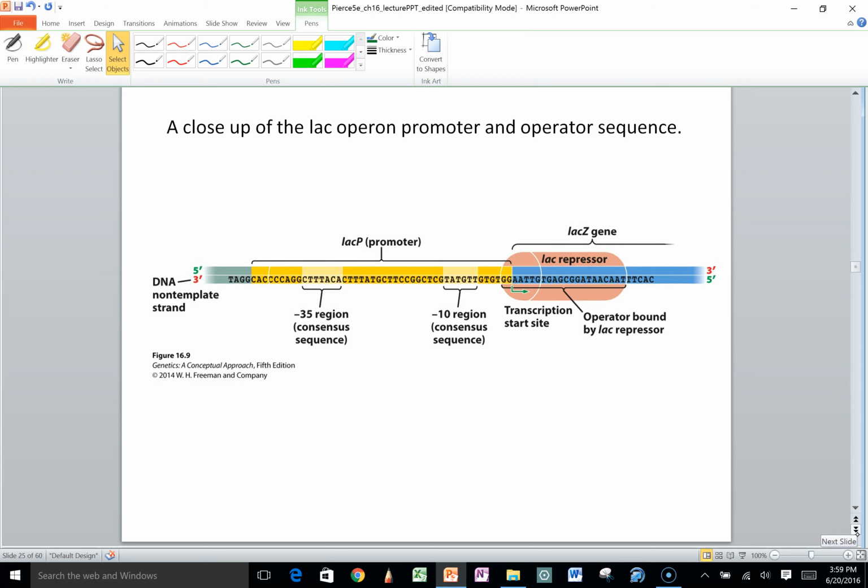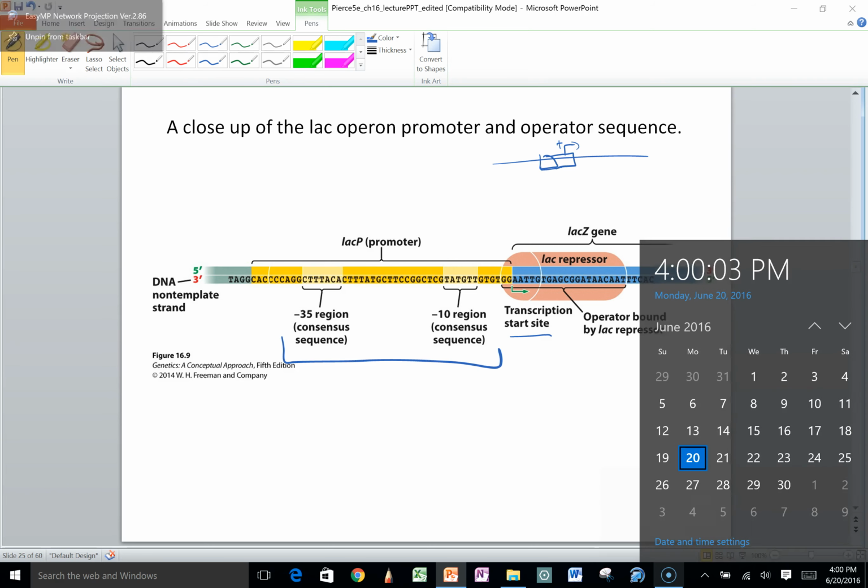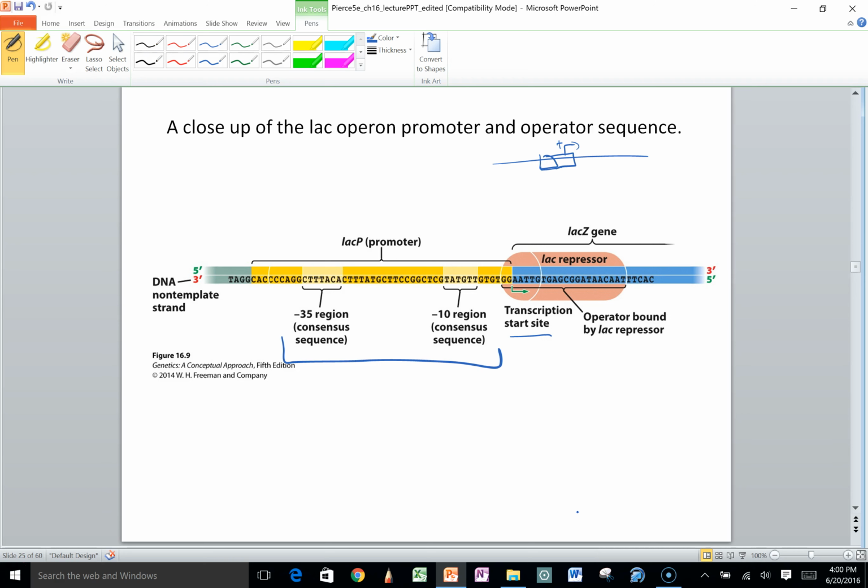This is a close-up of what the promoter and the operator look like. And this is just to reinforce some things we talked about before. A promoter has this -10 and -35 sequence that's very common in bacterial promoters. There's a transcription start site. And here we actually have the operator overlapping the transcription start site. I tend to draw it like this with the operator here, but this is just saying it overlaps the transcription start site a little bit. So that's okay. And then your LacZ gene starts.